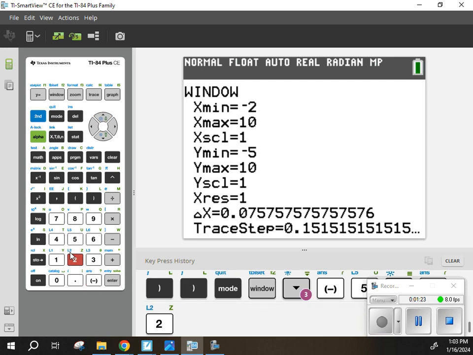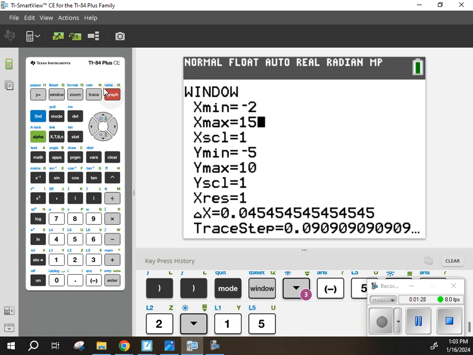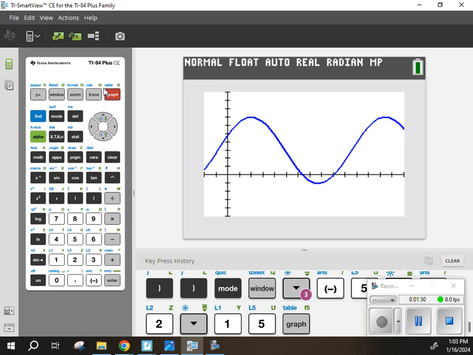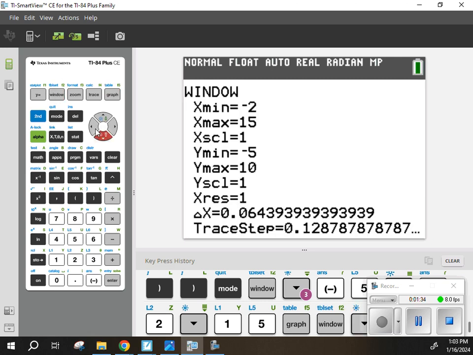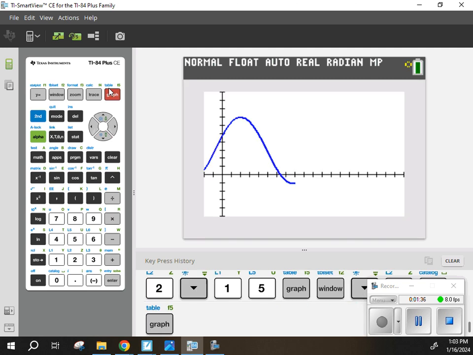We don't know quite what the period is yet. We haven't calculated that on our own. Let's just take it out to 15 and see what we have. Okay, so I see a little bit of the repetition at least. I might take that a little bit further even in the x direction. Maybe bump it out to 20 just so I can see maybe one more part of a cycle anyways.